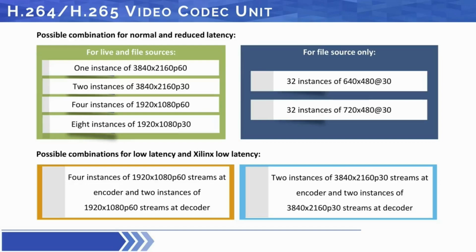Now, looking at this, the maximum number of streams should be equivalent to 4K resolution at 60 frames per second bandwidth. What you see here are the various combinations of input streams with different resolutions at different frames per second. This is completely supported by the ZU EV variants.